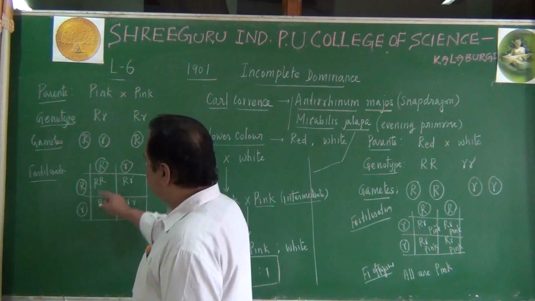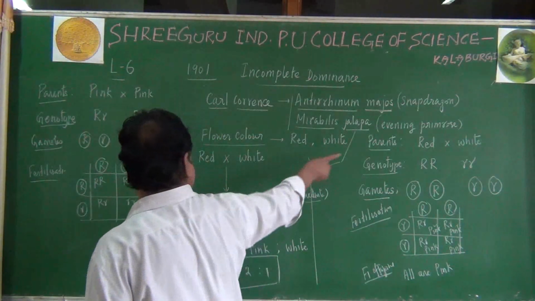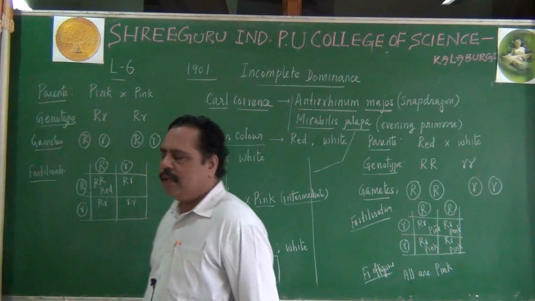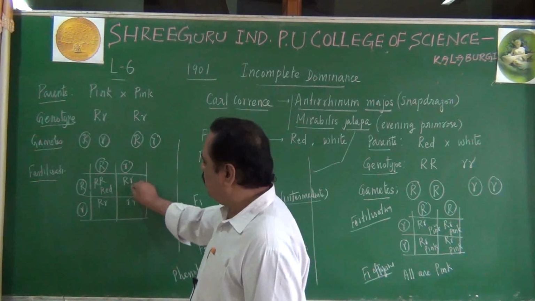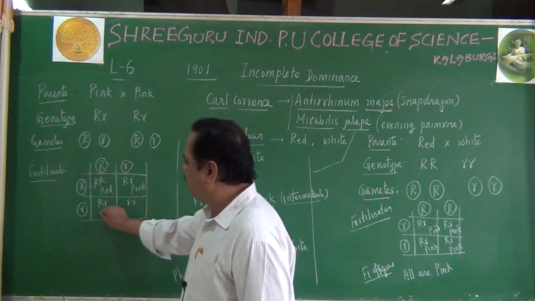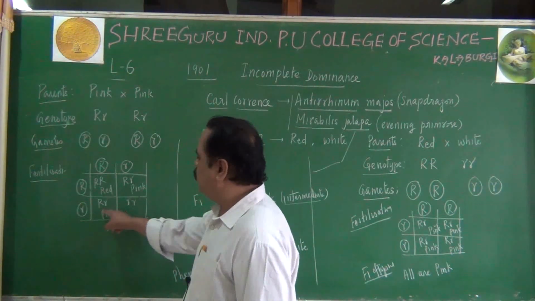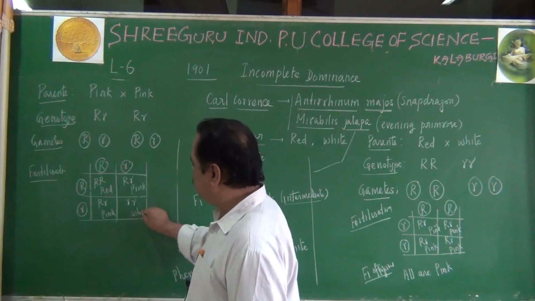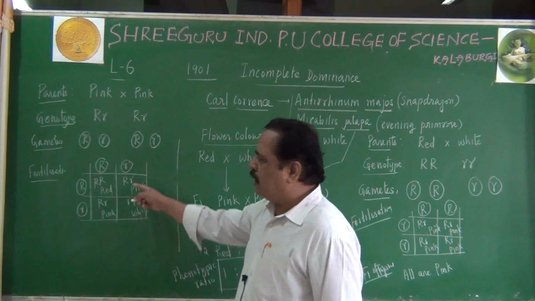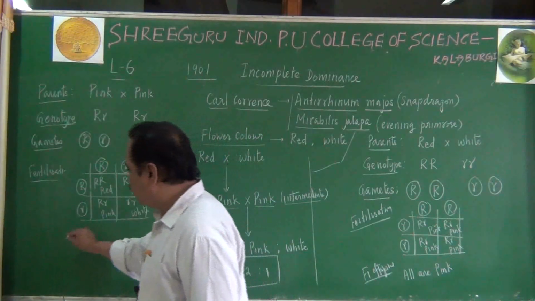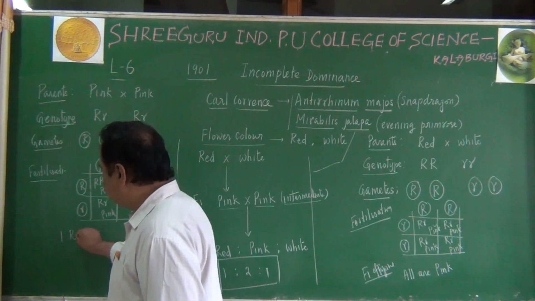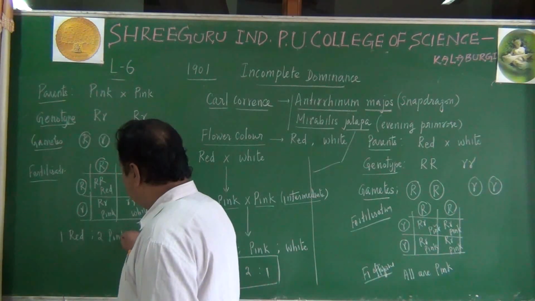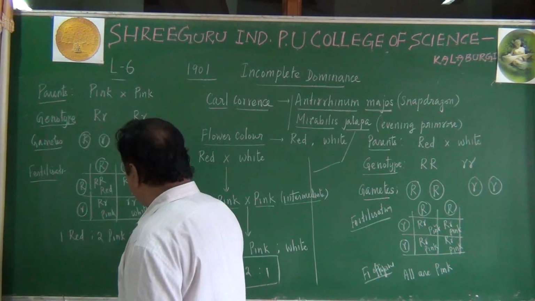Dear students, remember when it is capital R capital R, it is red only. Is it not? Red variety. When it is capital R, small r, let us take it as pink variety. This is pink because there is no law of dominance. And when it is small r small r, it is white. So are you getting a 1:2:1 ratio? One red is produced, two pink are produced and one white is produced.